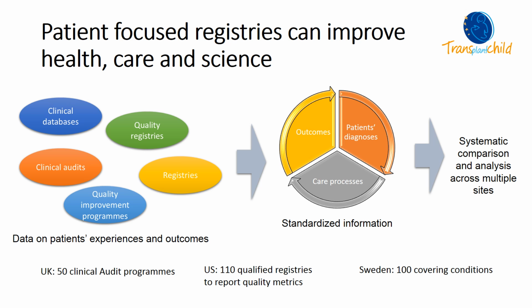If we want to integrate this with the clinical outcomes, we have a system that can standardize information about the outcomes, the patient diagnosis, and the care process. And we can do system comparison and analysis across multiple sites. That is possible, and there are a lot of examples in the literature, also in Europe. In the United Kingdom, there are about 50 clinical audit programs. In the US, about 110 quality registries report quality metrics. And probably the most relevant in Europe is the Swedish example, with 100 registries covering conditions.